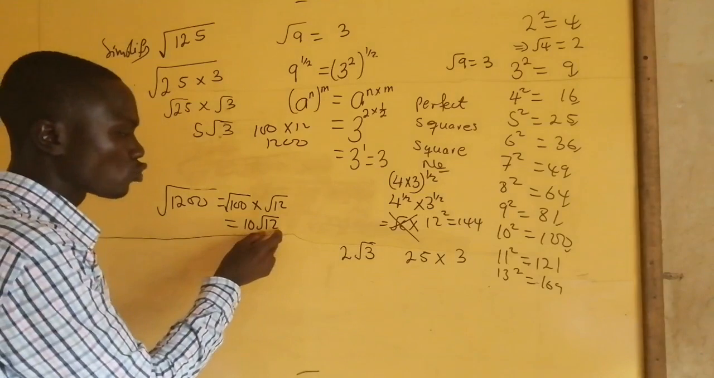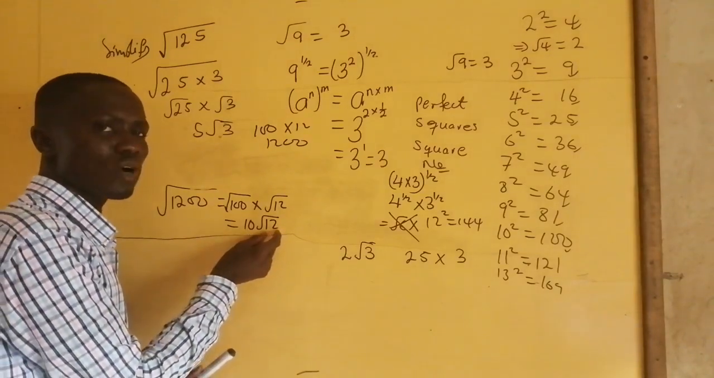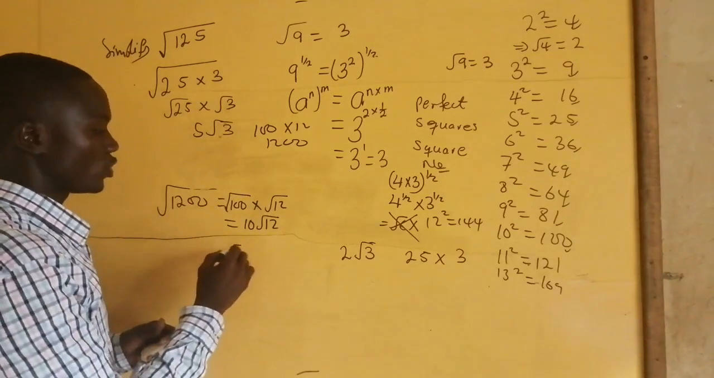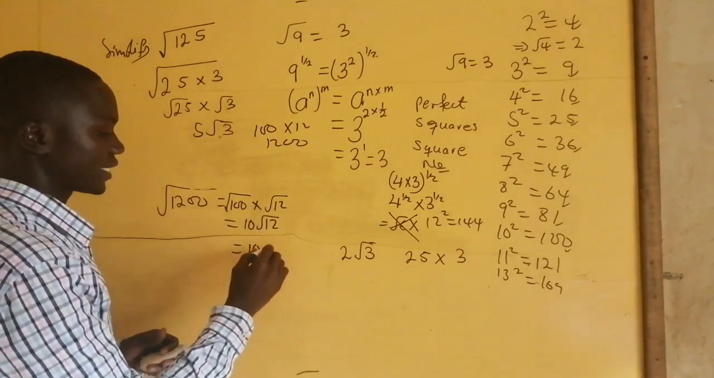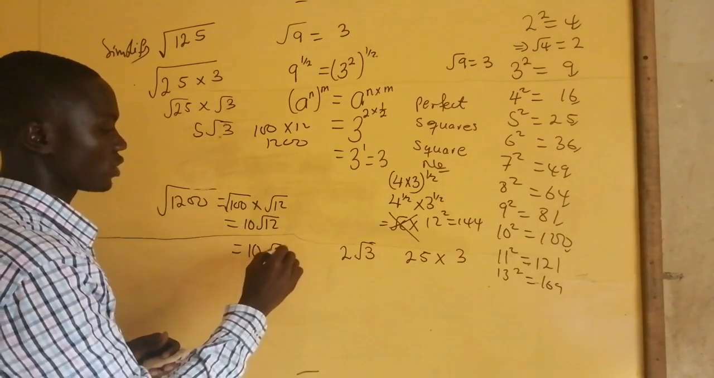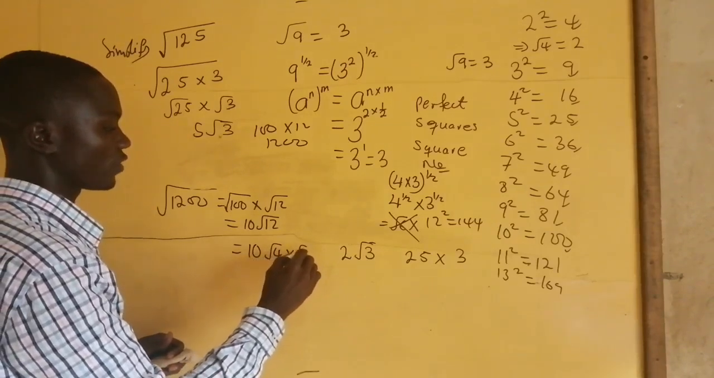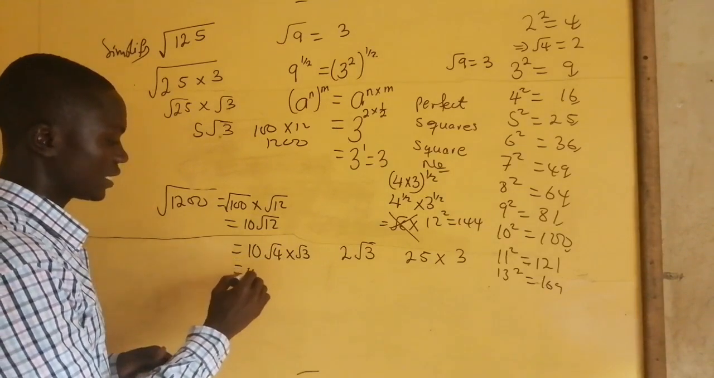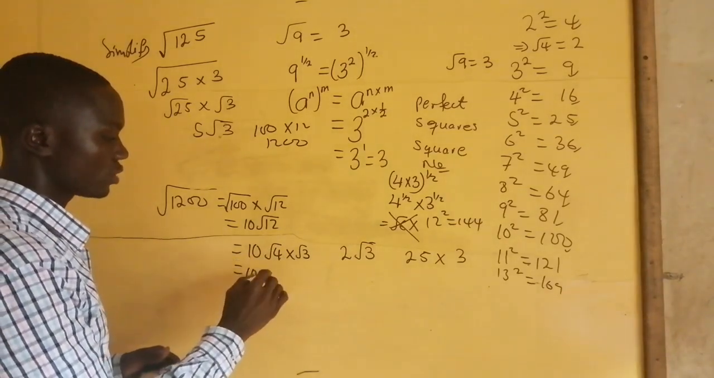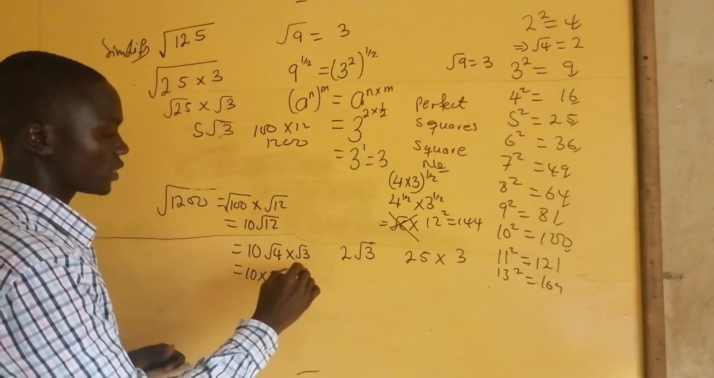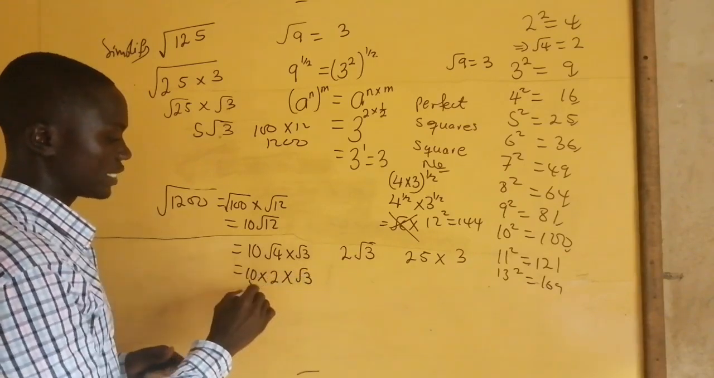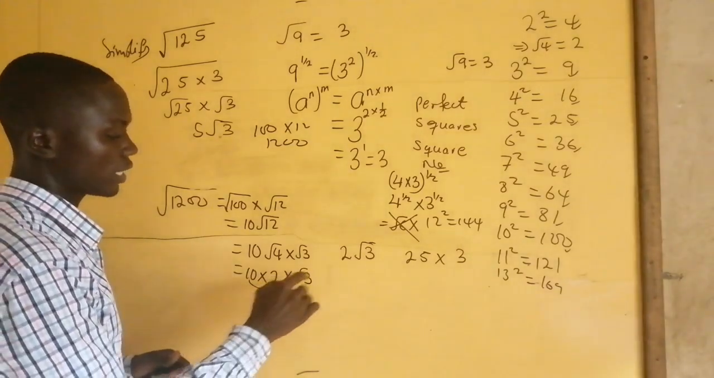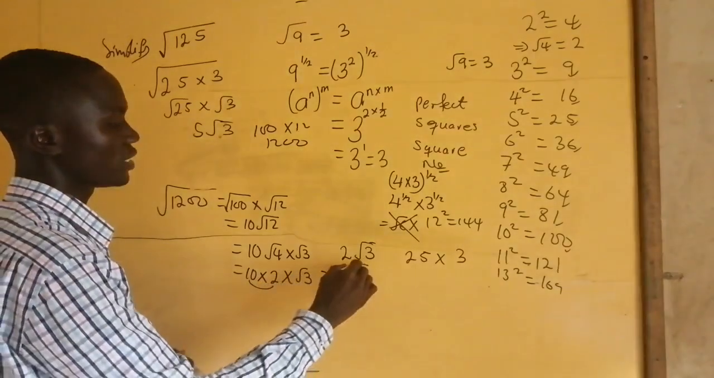But 12, there's still a perfect square that can go and divide 12. And that is 4. So here I have 10 times square root of 4 times square root of 3. Wow. So this gives me 10 times root 4 is 2 times root 3. So 10 times 2 is 20 times 1 gives 20 root 3.